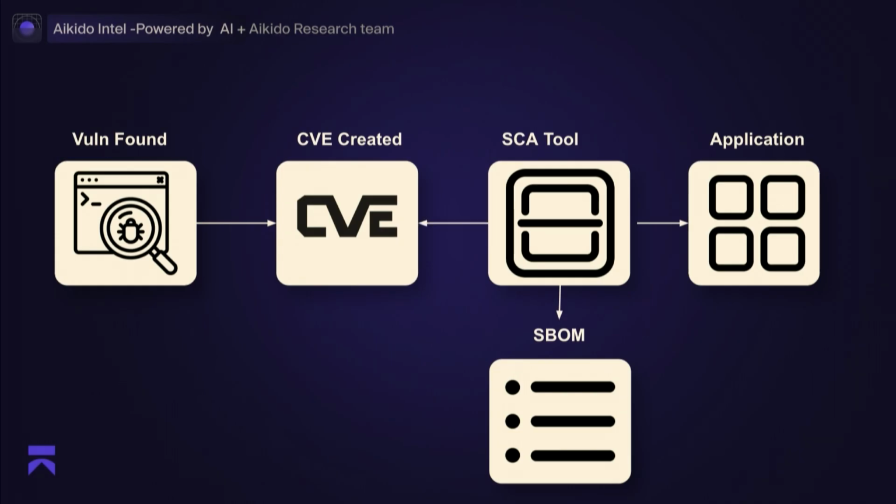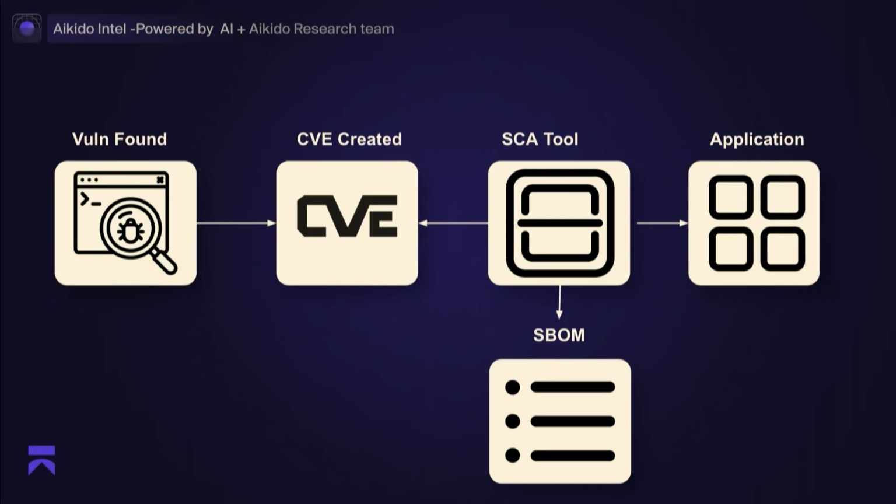Then that bill of materials is checked against the CVE database to see if there are any versions of packages that are vulnerable. And then you get the output, which is a list of packages to update, because if you don't update them, then you can have remote code execution or path traversal or stuff like that.